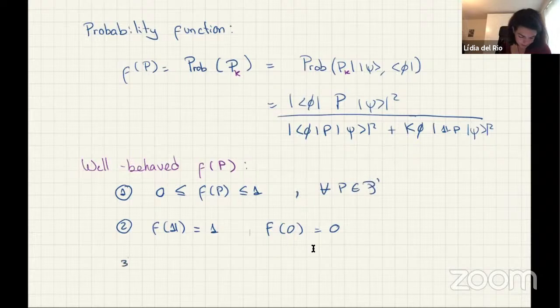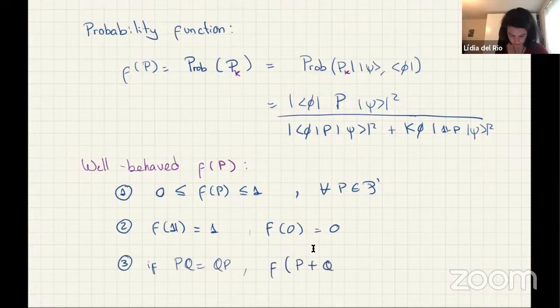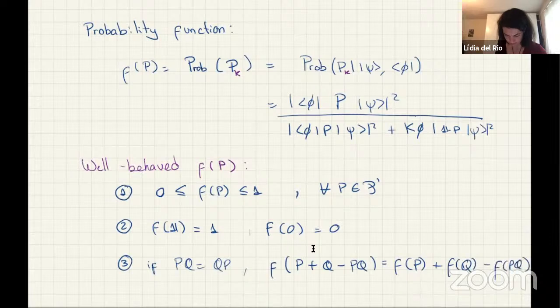And the third one is that it behaves normally when we have two outcomes. So if P and Q, if these two things commute, then the probability of this outcome, P plus Q minus PQ, equals f of P plus f of Q minus f of PQ. Okay.